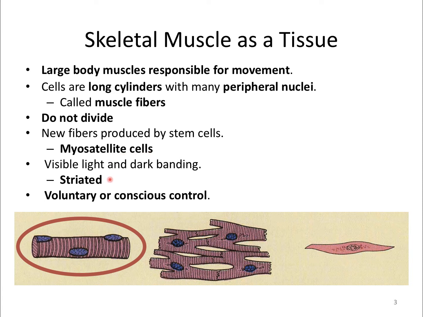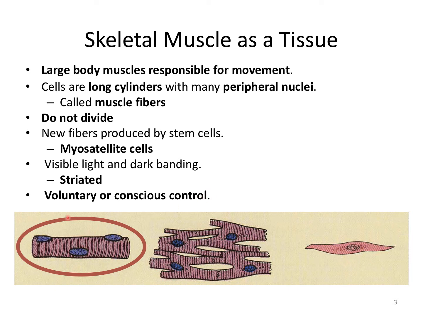The visible light and dark banding is called striations, so we refer to skeletal muscle as a striated tissue. And skeletal muscle is, of course, largely under voluntary or conscious control. So if I decide to do a motion, let's say give somebody a thumbs up, the command descends from my brain, me making a conscious decision to move down to my finger, resulting in the gesture that I intend.